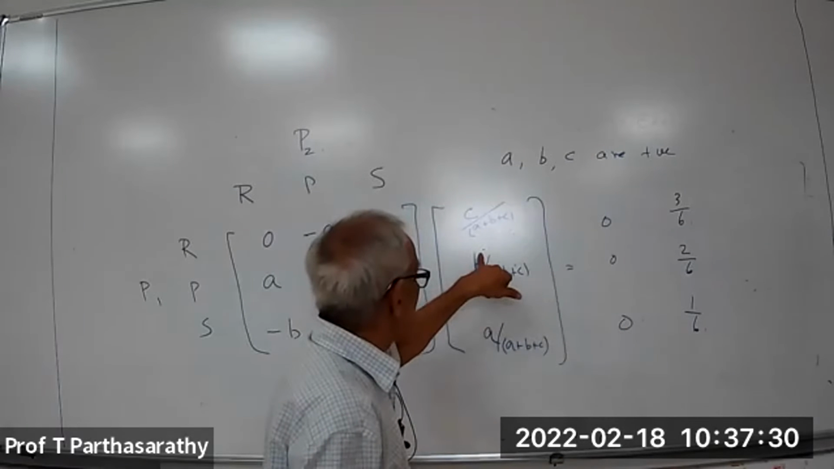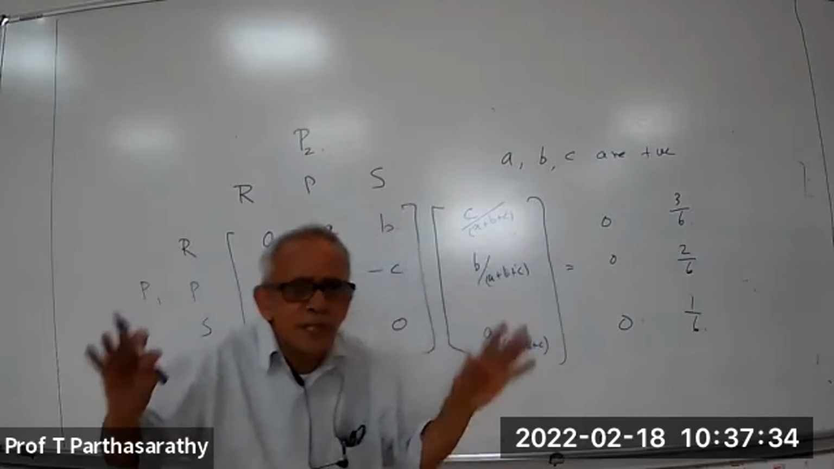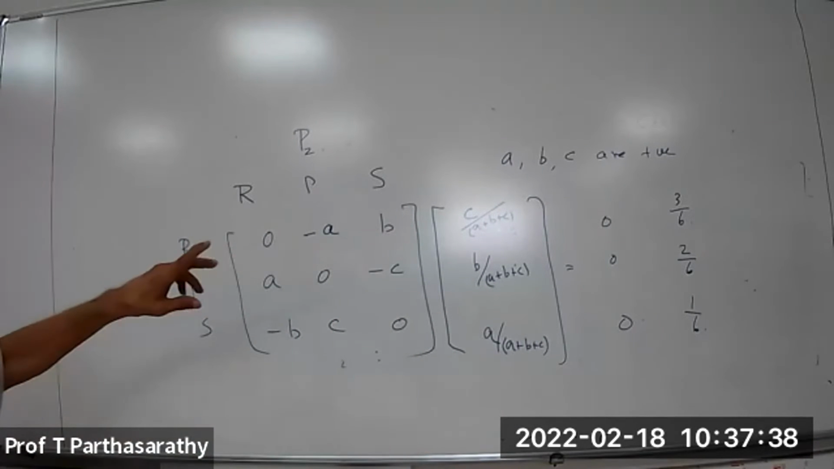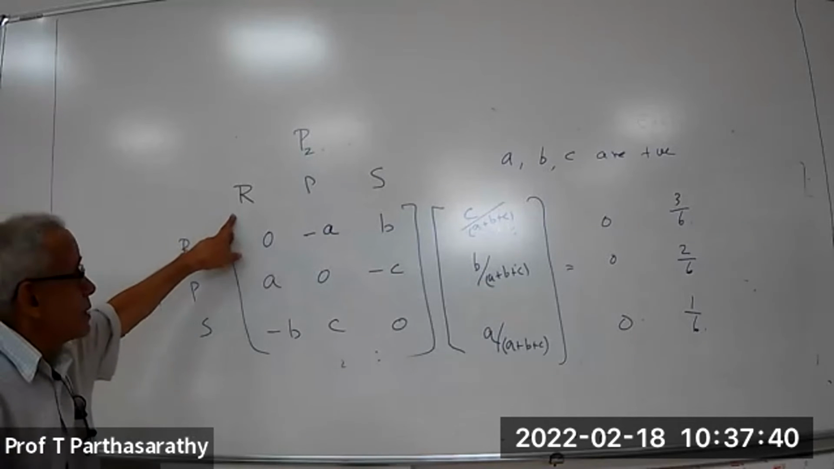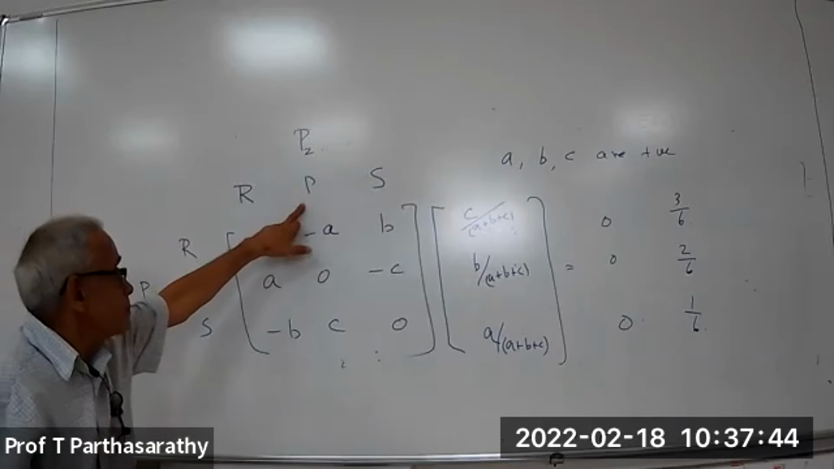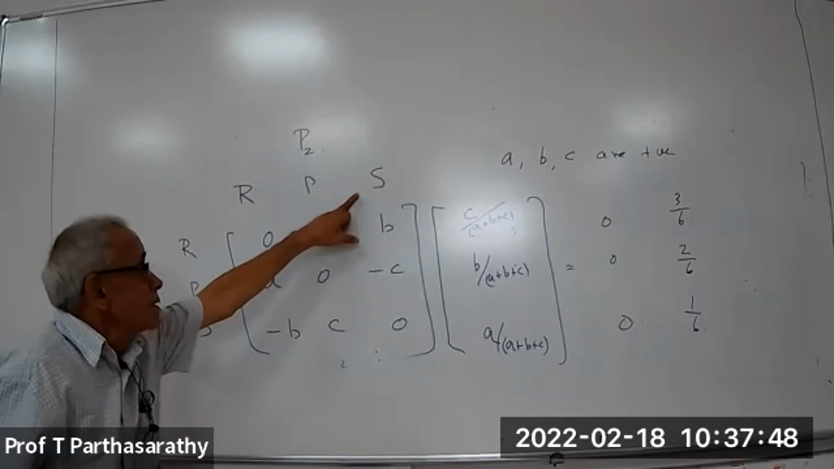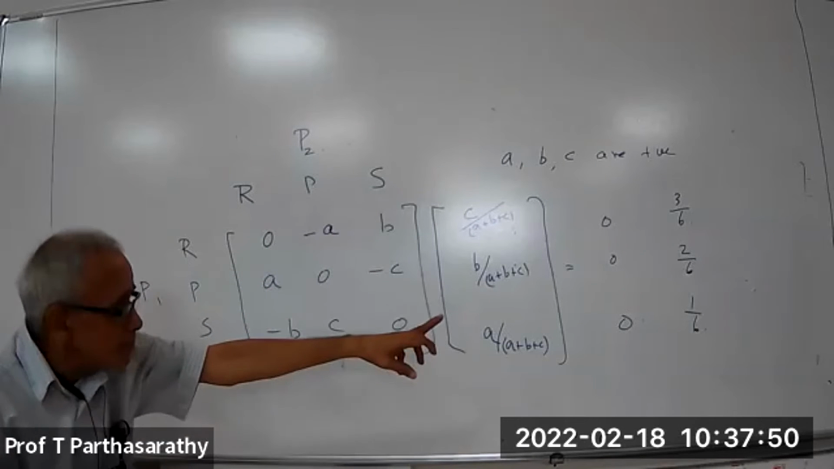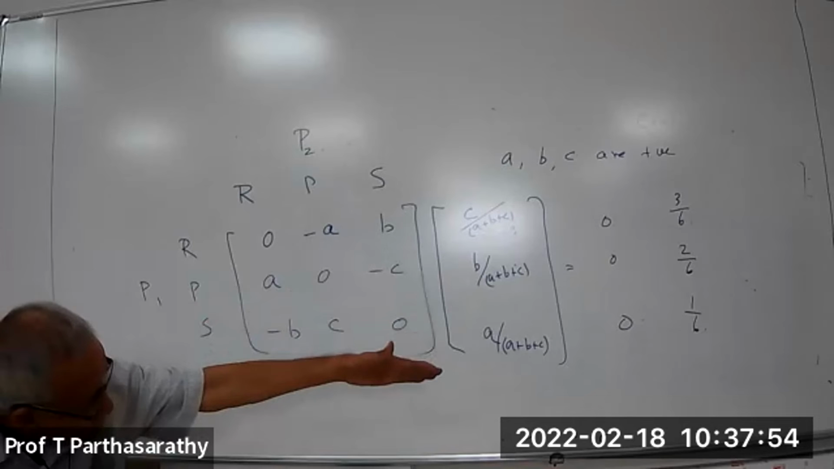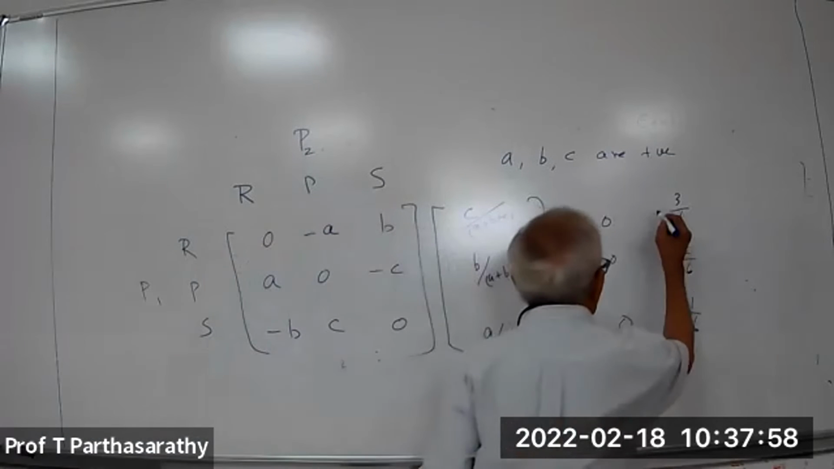If I put A is equal to 1, B is equal to 2, C is equal to 3, some arbitrary number is going to give me this probability vector. So I will use rock with probability 3 by 6, paper with probability 2 by 6, and scissors with probability 1 by 6. But then what mechanism will you use to do this? That can be done very easily.